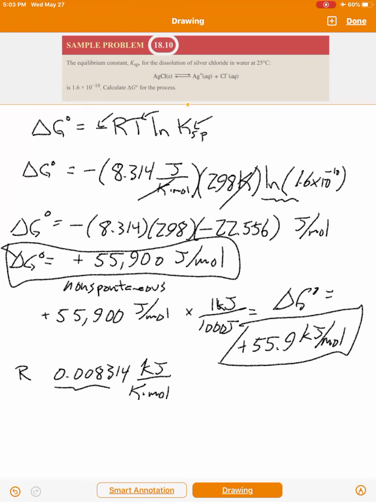So when you get an equilibrium constant that's less than 1, you're going to have a positive value for delta G naught. So under standard conditions, it's a non-spontaneous reaction.